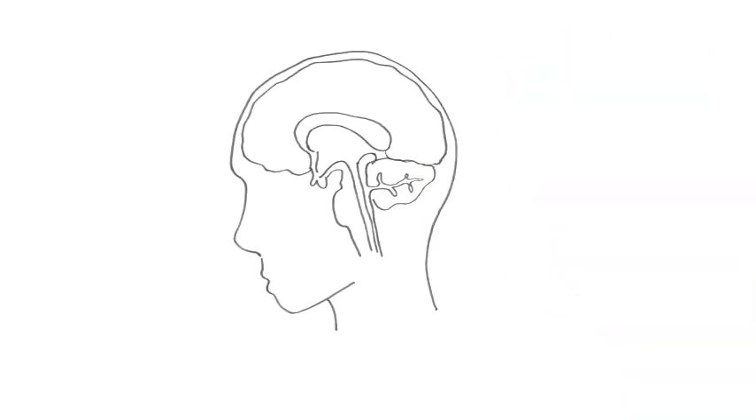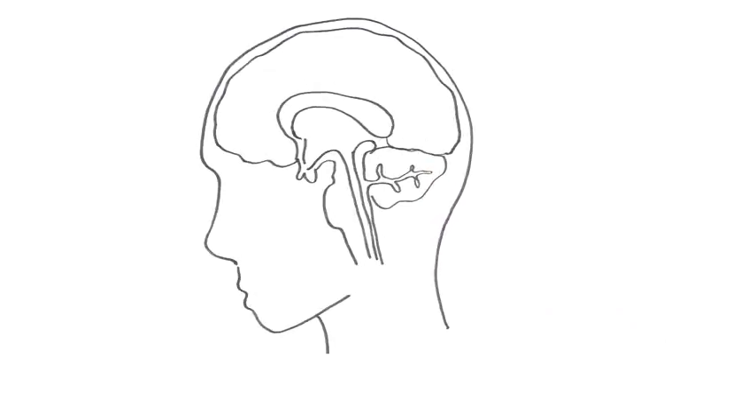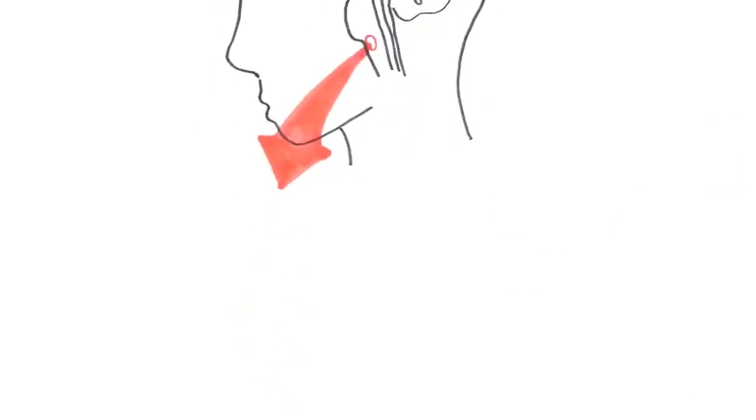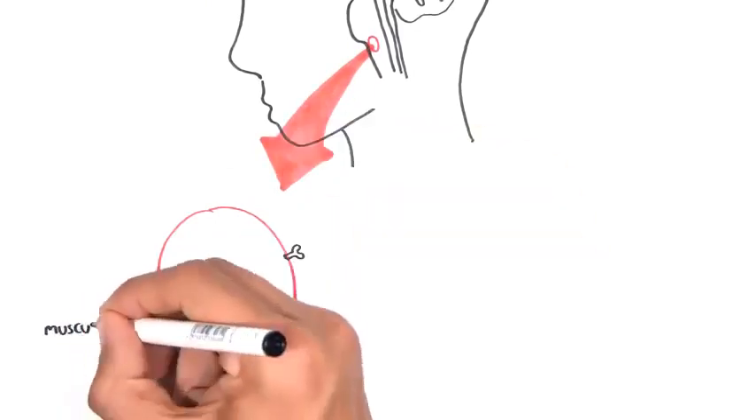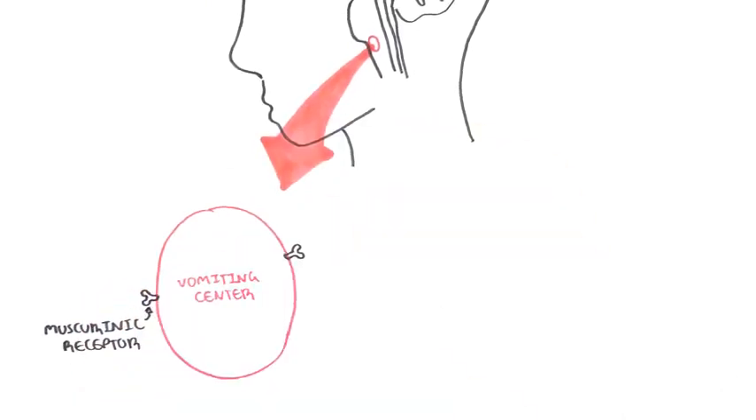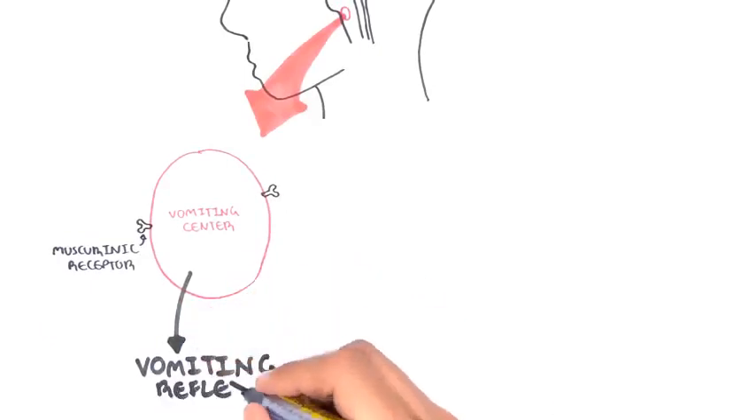So here is the brain and the brain stem. There's an area of the brain stem called the medulla oblongata, where we find what's called the vomiting center. The vomiting center contains essentially muscarinic receptors, types of receptors. And when these receptors are stimulated within the vomiting center, this will trigger the vomiting reflex, so the process of vomiting.